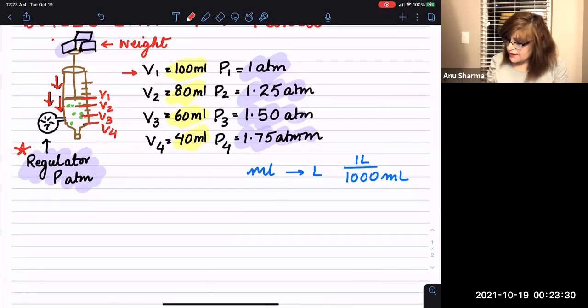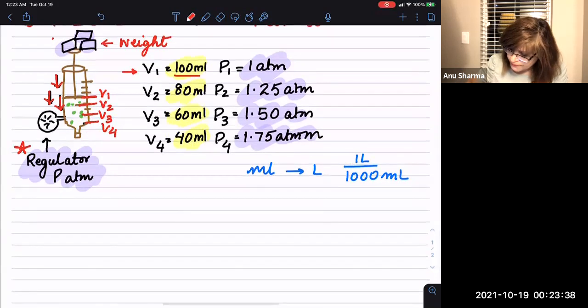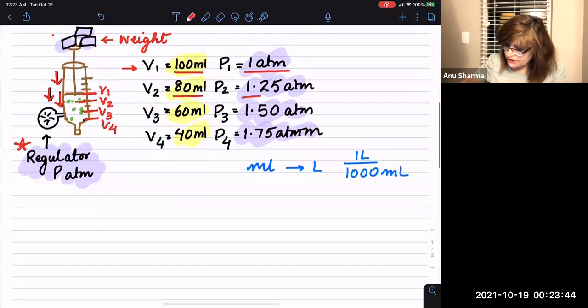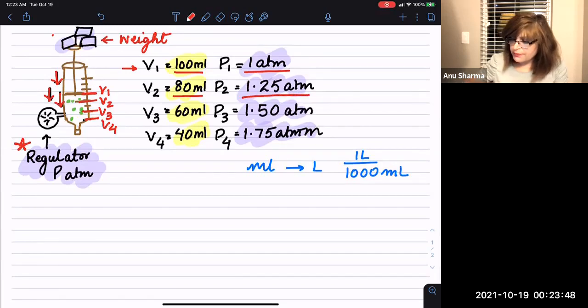all gases can be compressed, right? So every time you see a new reading of the pressure, you note that down. But here's the thing you see: as the volume decreases, the pressure increases, or in other words, as the pressure increases, the volume decreases. So first the pressure was 1 atm, the volume is 100.